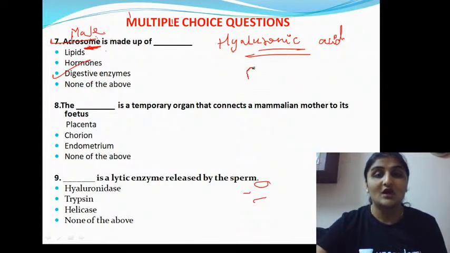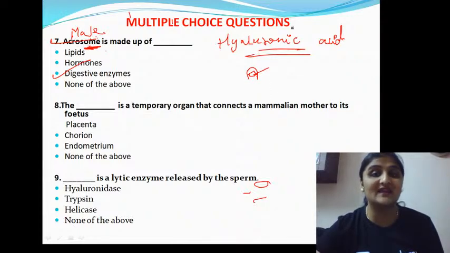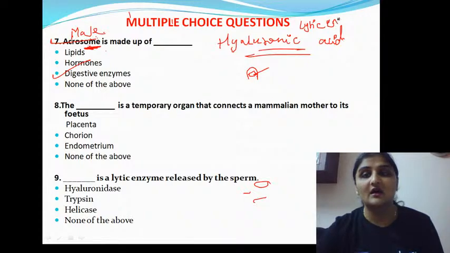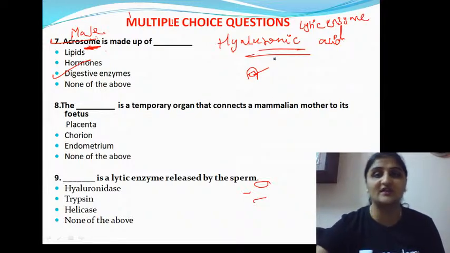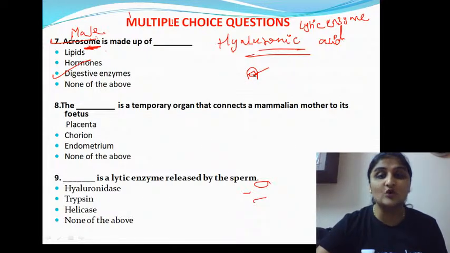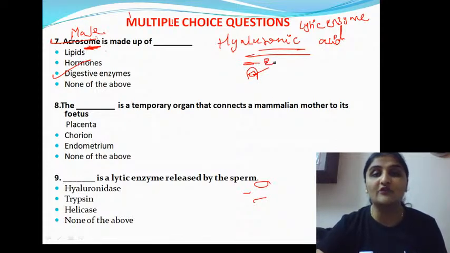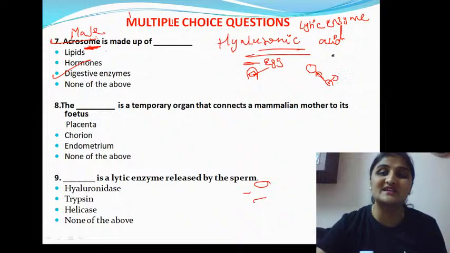So this head region is having the acrosome. This is the hydrolytic enzyme, or lytic enzyme, rather you can say. Hyaluronic acid is also called a lytic enzyme, students. This is going to help to break the wall of the egg. Suppose this is the ovum and the sperm is traveling to the ovum for fertilization. The acrosome is going to secrete this lytic enzyme called hyaluronic acid.